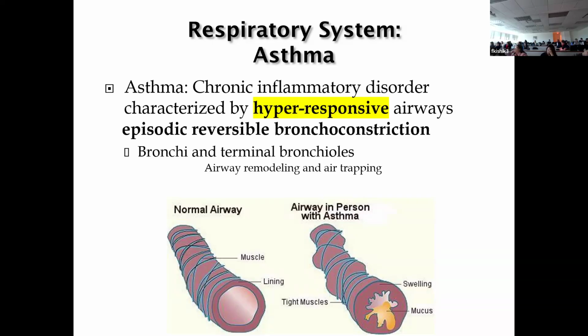So asthma is a chronic inflammatory disorder characterized by hyperresponsive airways and episodic reversible bronchoconstriction. Episodic, reversible. This is a type of hypersensitivity reaction such as type 1, right? Allergic. Bronchi and terminal bronchioles. So asthma is a disease of atopy, an atopic disease, right? Airway remodeling and air trapping. Your normal airway looks like this, and an airway in a person with asthma will look like this: swelling, tight muscles, and mucus.